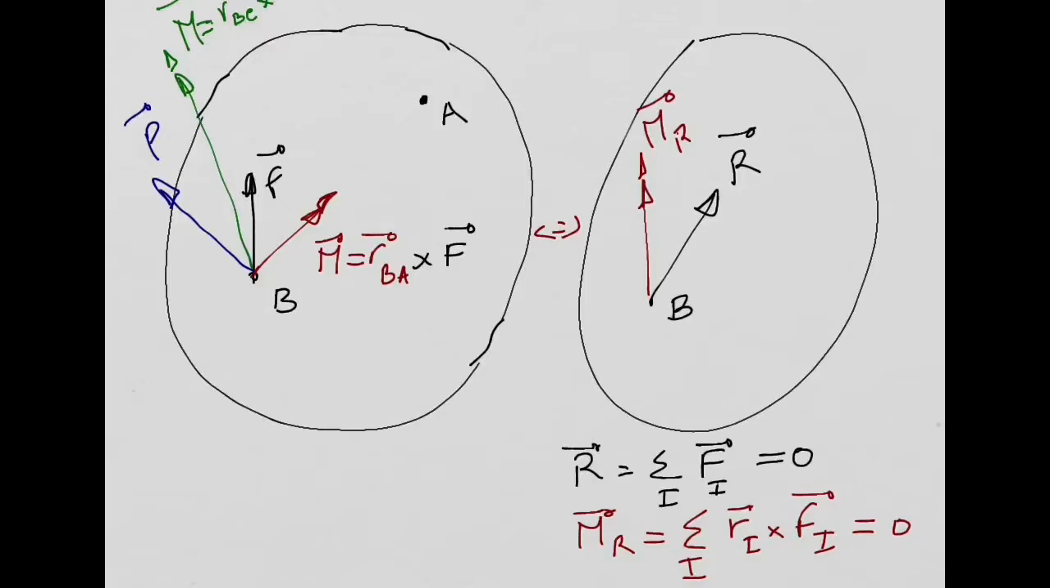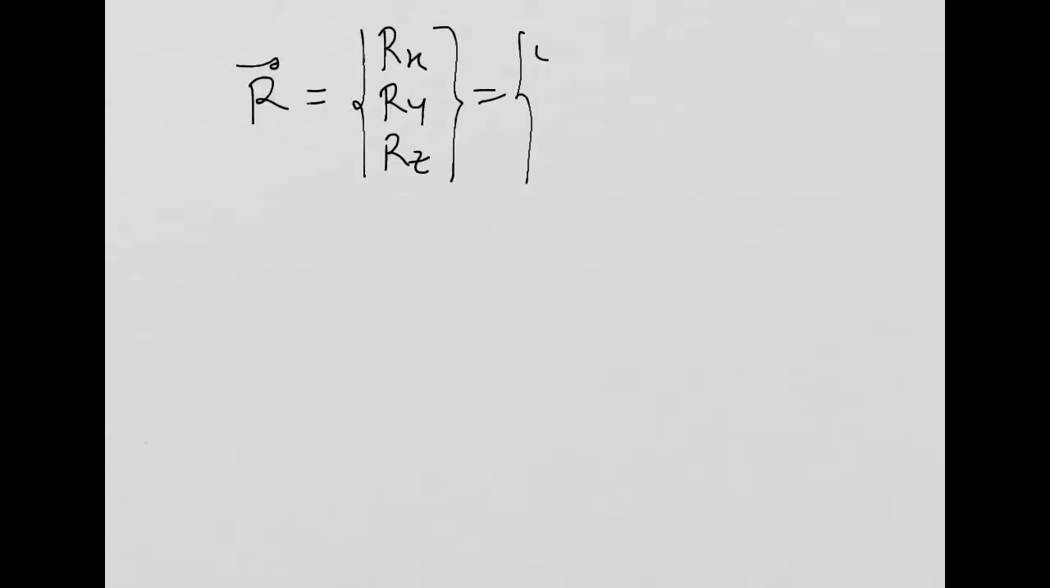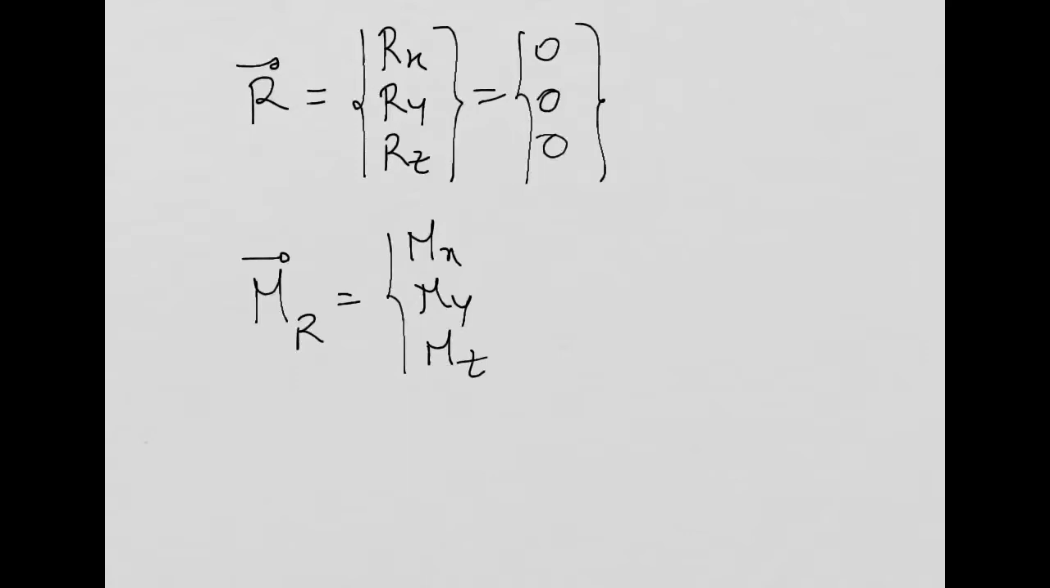X component of the moments equal to 0. Y component of the moments equal to 0. Z component of the moments equal to 0. So what I'm saying is that we will have something like this. Resultant of the forces: we are going to have X components, Y components, Z components. They all need to be equal to 0. The resultant moment, at that point, we will have a component in the x direction, a component in the y direction, and a component in the z direction. They will all have to be equal to 0 as well.